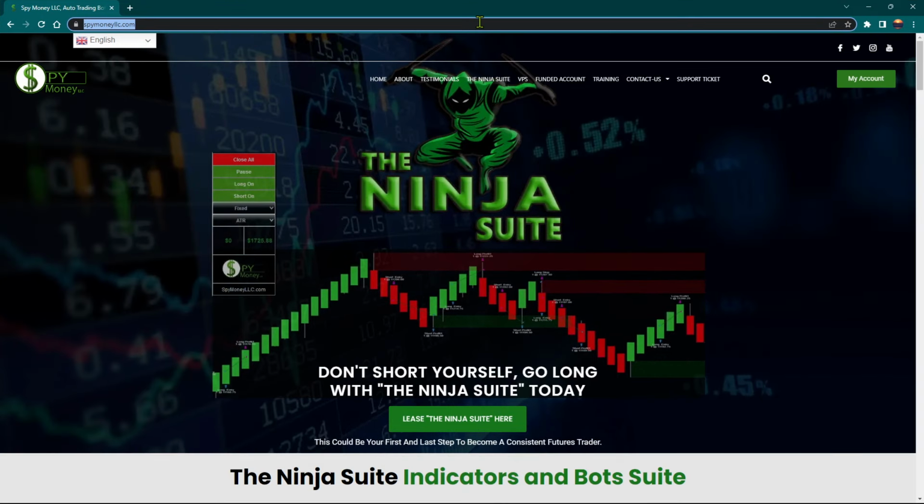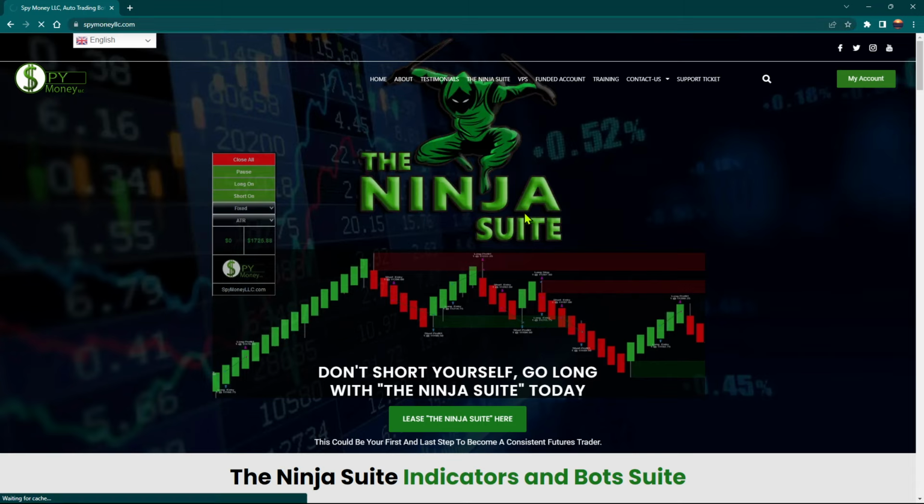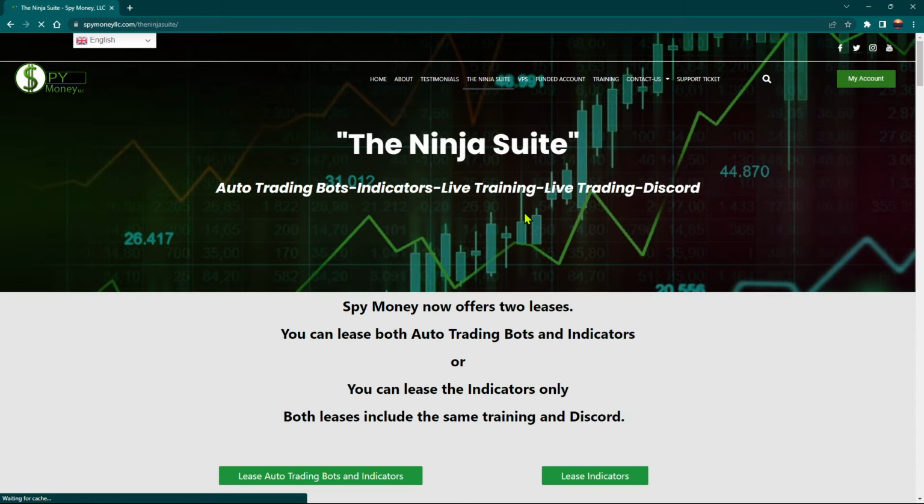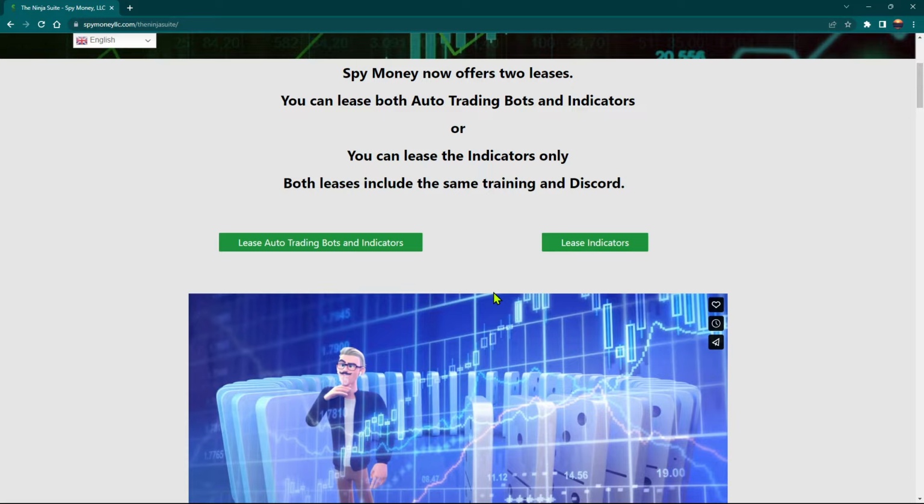So let's go ahead and look and see how you too can get started with the Ninja Suite. The Ninja Suite supplies all the indicators that we have, and it supplies all the bots that we have. Anything that we've made in the past, you get, and anything in the future that we make, you get. So the Ninja Suite will cover everything you need. There's nothing more to buy. You lease that, you get everything you need. The only thing that you have to purchase is if you do a funded account or you have to pay for the NinjaTrader license. But that's not me. That's outside of me.